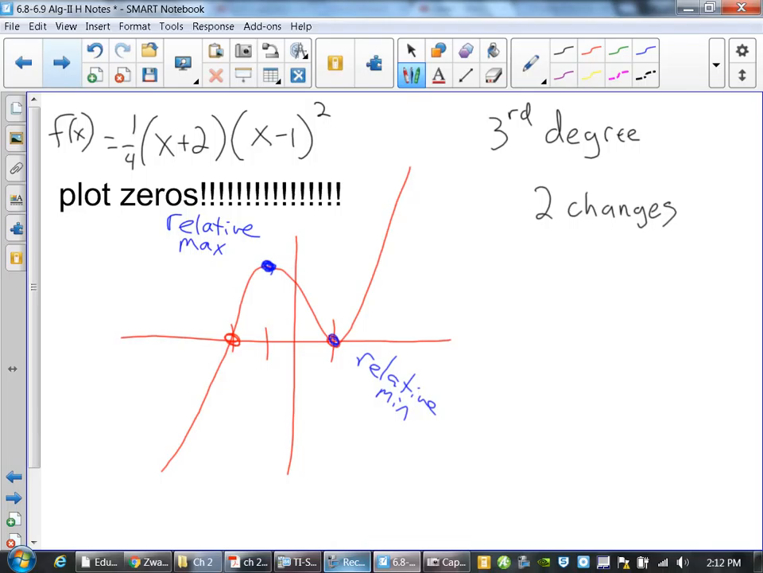Yes, ma'am? Could there be more than one? Yeah, that's what he was just asking. Absolutely. If you've got a 5th degree polynomial, you could have up to 4 changes of direction. So you could have 1, 2, 3, 4 points of inflection. Since it's a high point, this would be a relative max, relative min, relative max, relative min. That's the way it would look.